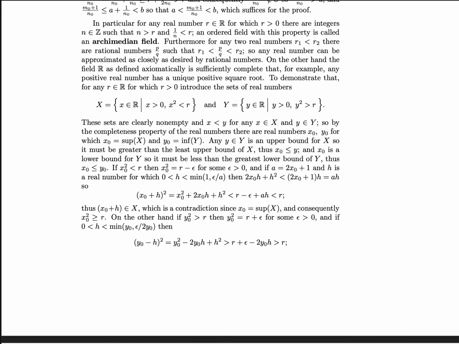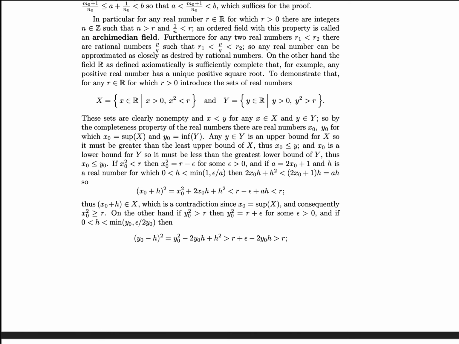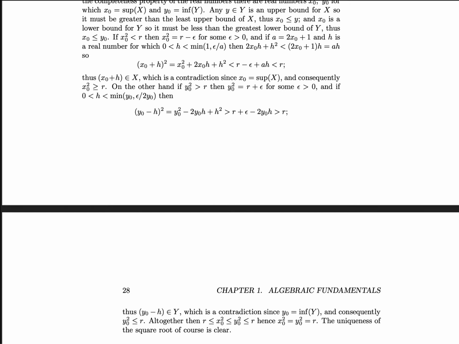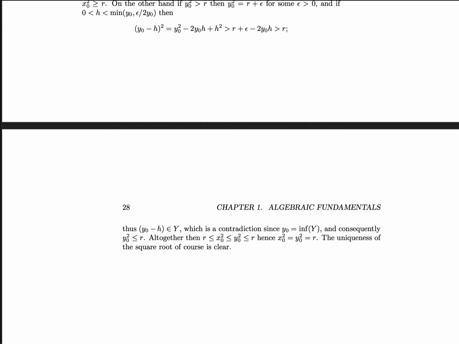On the other hand, if we consider the set of upper bounds Y, then if y naught squared is bigger than r, then y naught squared can be written as r plus epsilon for some positive epsilon. And if we write h as the minimum of y naught and epsilon over 2 y naught, then y naught minus h quantity squared is going to be y naught squared minus 2 y naught h plus h squared, which can be bigger than r plus epsilon minus 2 y naught h, which can be bigger than r. Thus we have that y naught minus h is within Y, which is a contradiction because we had that y naught was the infimum of Y, and therefore it must be the case that y naught squared is less than or equal to r.